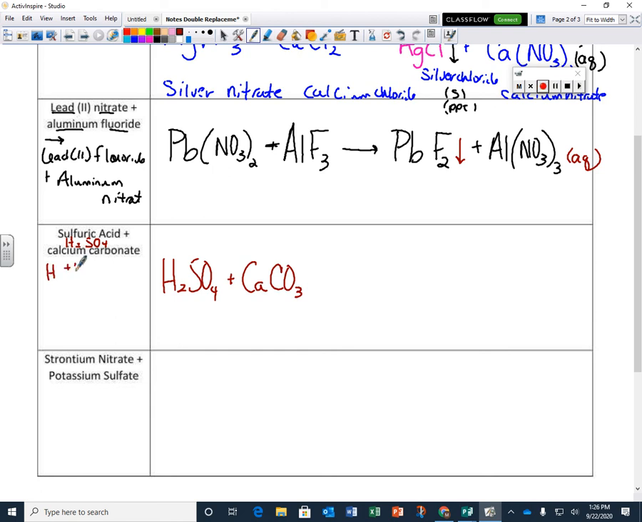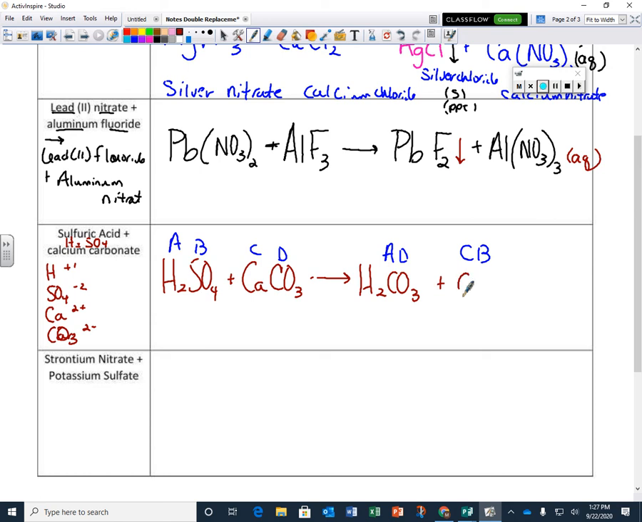Hydrogen is +1. Sulfate is -2. Calcium is +2. Carbonate, CO3 is 2-. We are going to mix our partners up. So AB plus CD yields AD plus CB. So hydrogen bonds to carbonate, making carbonic acid. Calcium bonds to sulfate, making calcium sulfate.